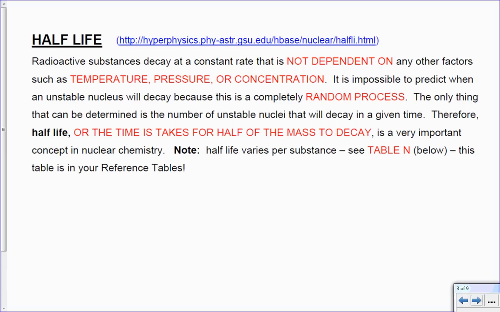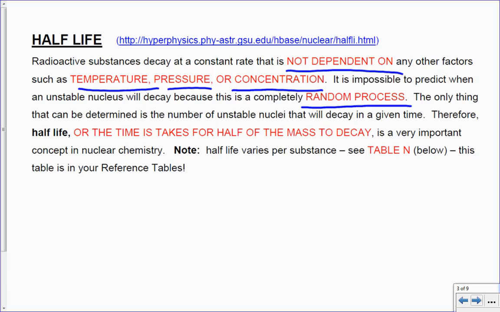Radioactive substances decay at a constant rate and do not depend on any other factors such as temperature, pressure, or concentration. Remember, you are making annotations in these notes, or you are not getting full credit. I don't care if you highlight or underline, but you had better have done something to show me that you are listening along, okay?